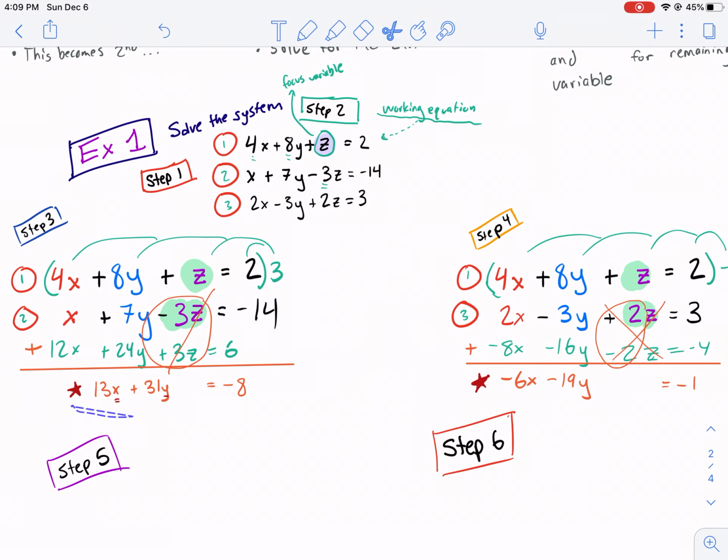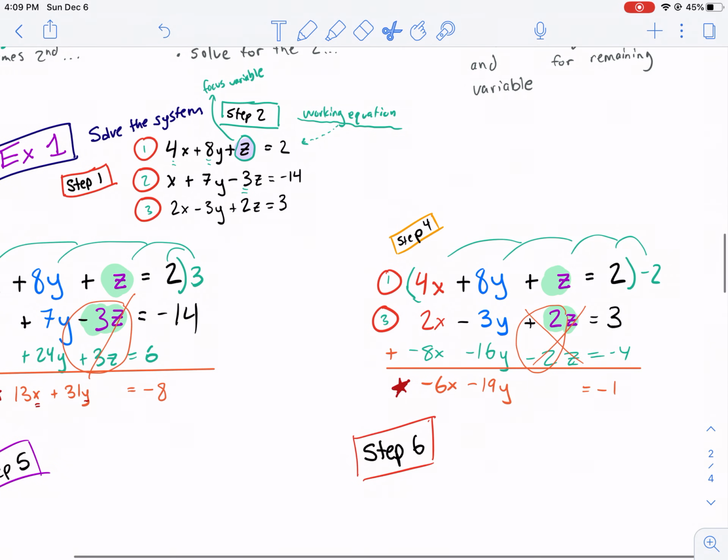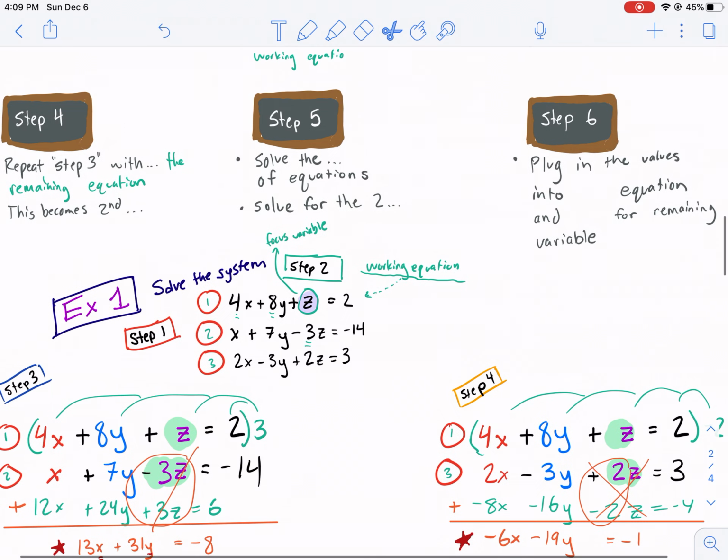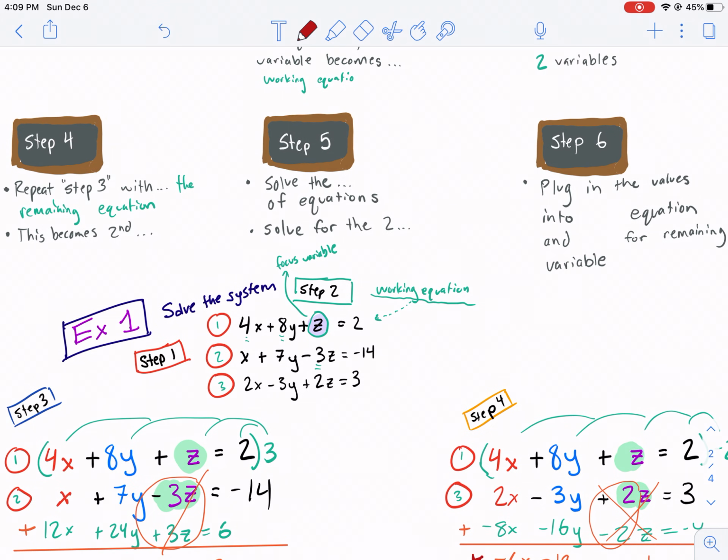Okay, you guys get the point. I'm going to actually go against my word here. Move it over just so you can see it. So now I have my 2 equations. See my 2 stars? Those are my 2 equations. This becomes my second equation in 2 variables. Now, I have 2 equations with 2 variables.